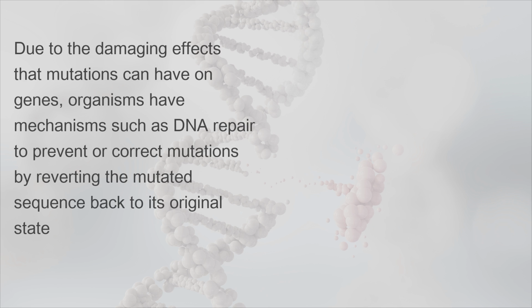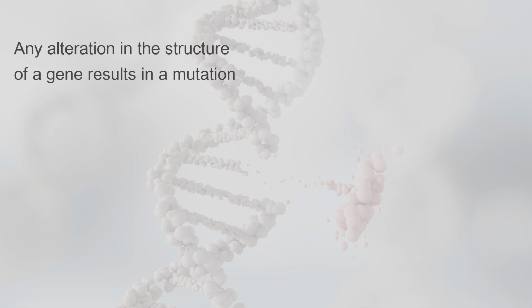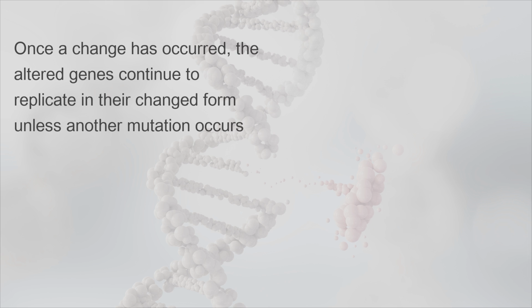Due to the damaging effects that mutations can have on genes, organisms have mechanisms such as DNA repair to prevent or correct mutations by reverting the mutated sequence back to its original state. Occasionally, mistakes occur during DNA replication and protein synthesis. Any alteration in the structure of a gene results in a mutation. Mutations occur during DNA replication when the chemical structure of genes undergoes random modifications. Once a change has occurred, the altered genes continue to replicate in their changed form unless another mutation occurs.